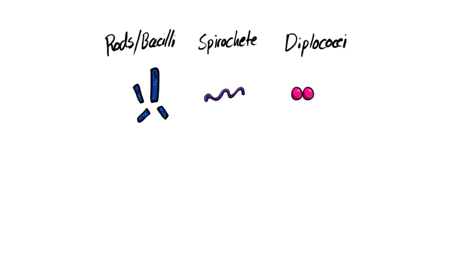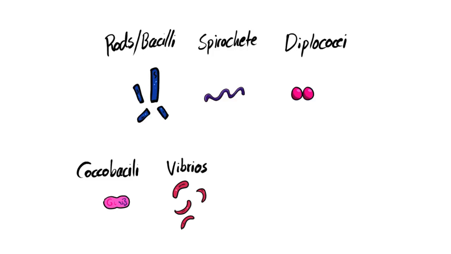Other than cocci, the round cells, we have rods or bacilli. And then we have spirochetes, which are curved. And then we have diplococci, which is basically two cocci, or basically two round cells. And then we have coccobacilli, which is a mixture of both a rod and a round cell. And then we have vibrio, which is a curved rod.